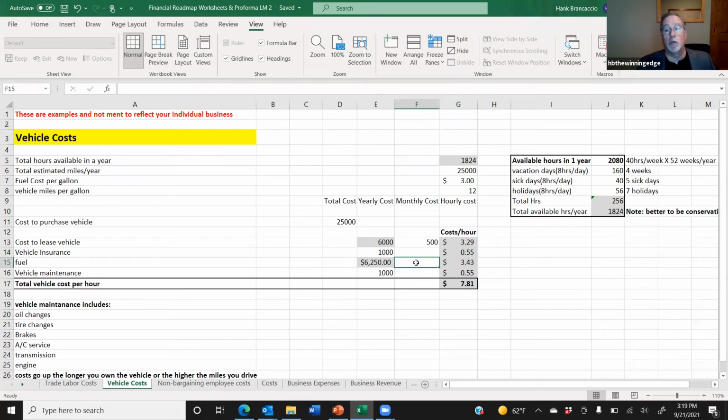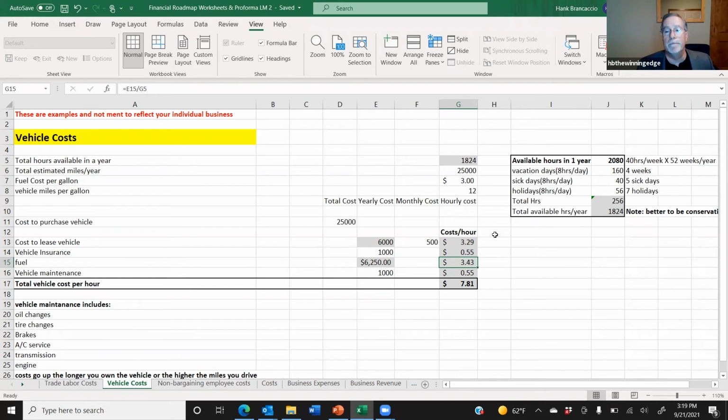Fuel. Okay, so this is just a calculation, right? If I'm going 25,000 miles a year and it's costing me $3 a gallon, I run a calculation and my fuel is costing me $3.43 per hour for that person, based on all of the information we've looked at so far.